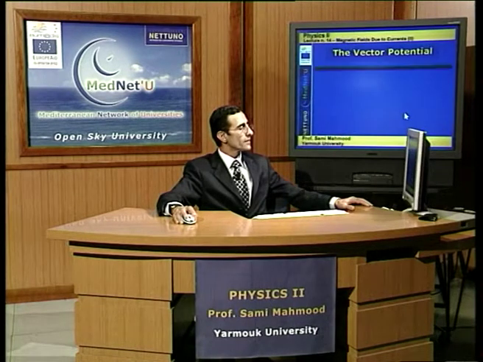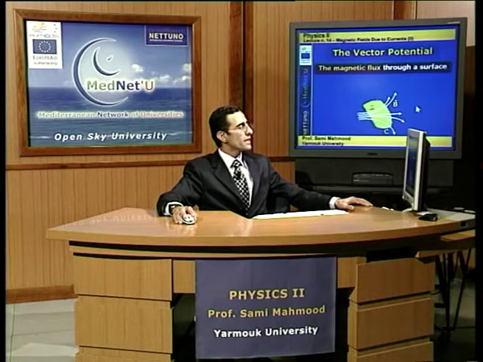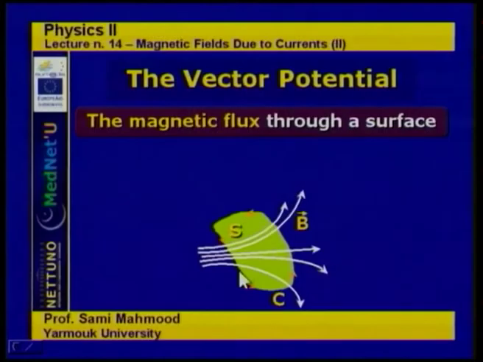Now, let's look into the magnetic flux in terms of the vector potential. For the magnetic flux through a surface, consider this is the surface bound by a contour C, and we have magnetic induction lines, magnetic field lines, crossing that surface area.